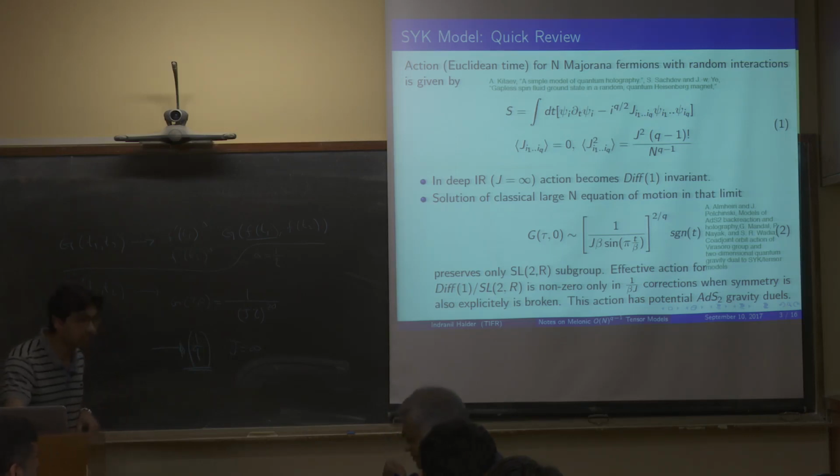I'm still confused from the gravity side. Maybe we can talk about it later, because if you have AdS2 with a boundary, the bulk doesn't break it. Okay, we should come back to that later. Maybe I'm just confused.